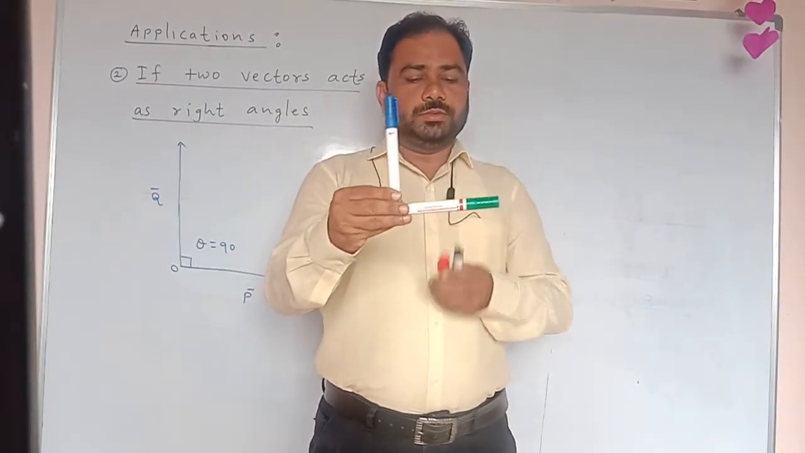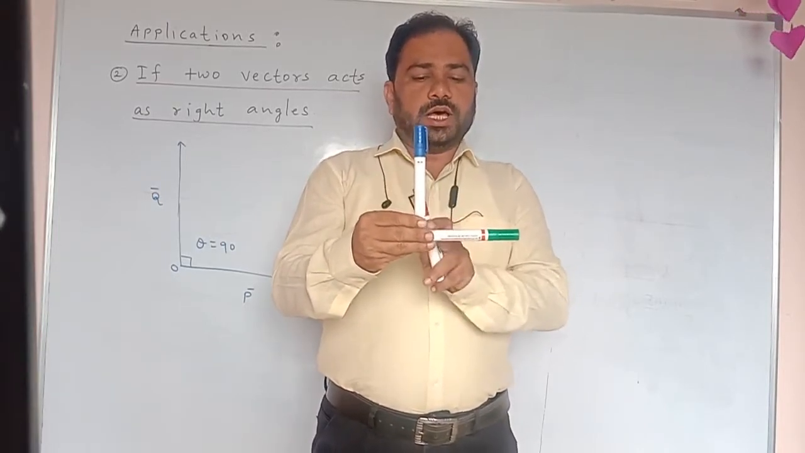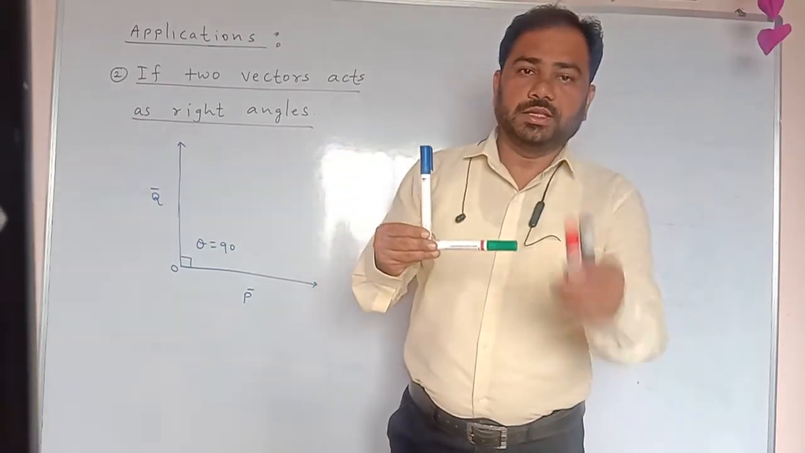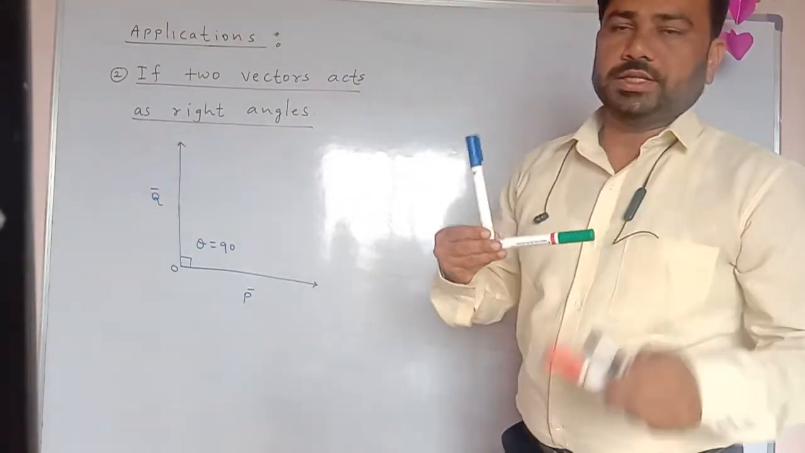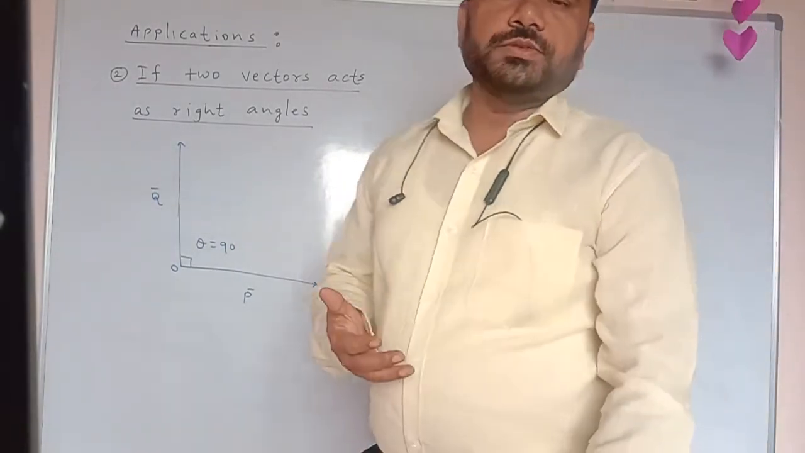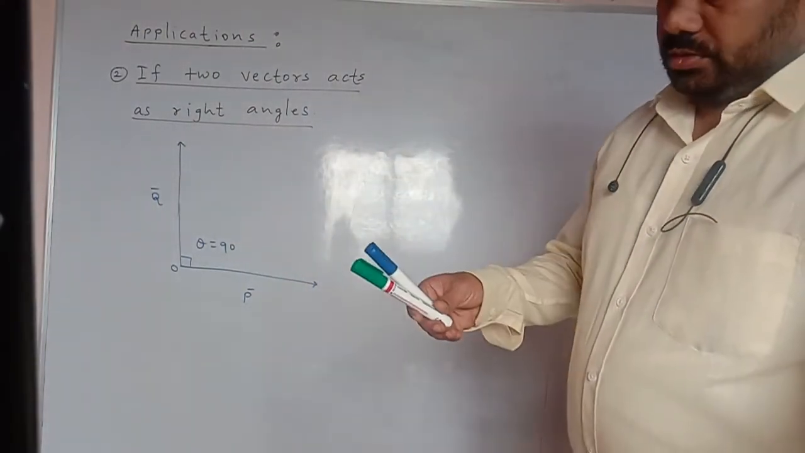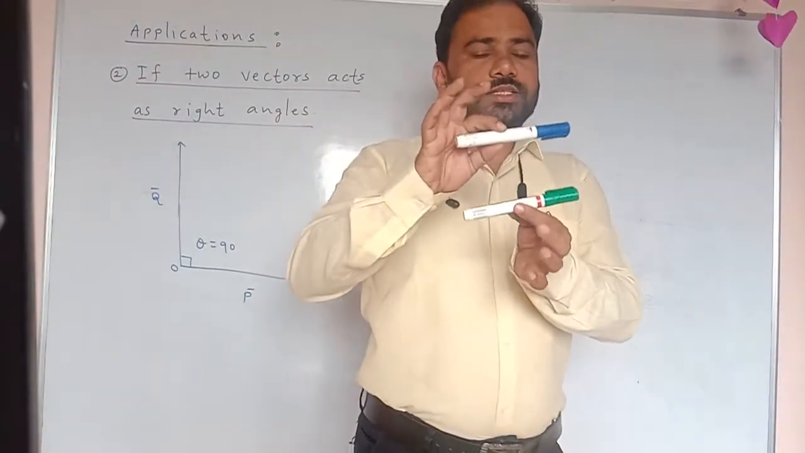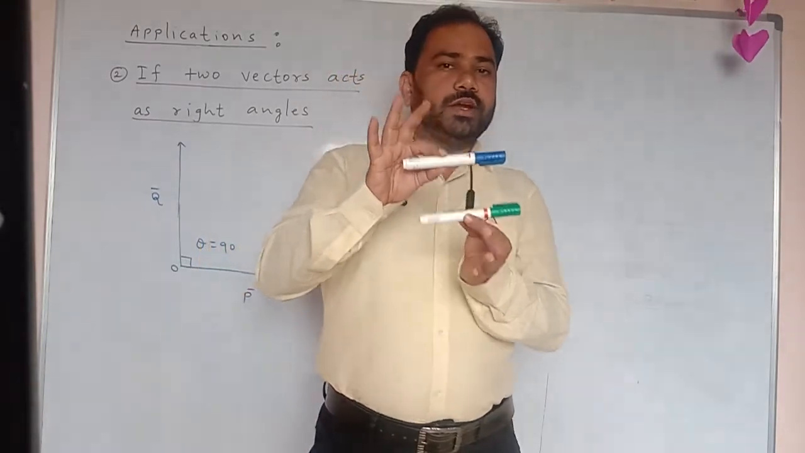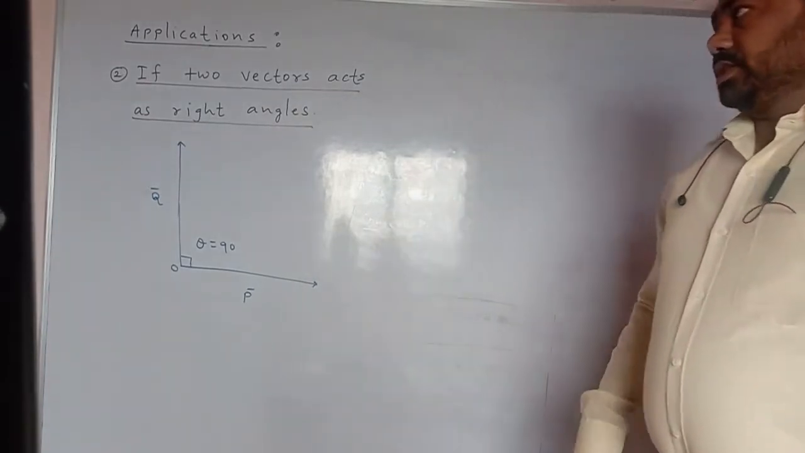Suppose this one is the x-axis and this one is the y-axis. When these two vectors are at a right angle, or perpendicular, to each other, how can we calculate the resultant and the direction of these two vectors? Let us discuss this second application. The first application we have already seen in our previous videos, that is when two vectors act in the same direction, how we can find the resultant and its direction. So let us discuss the second application.